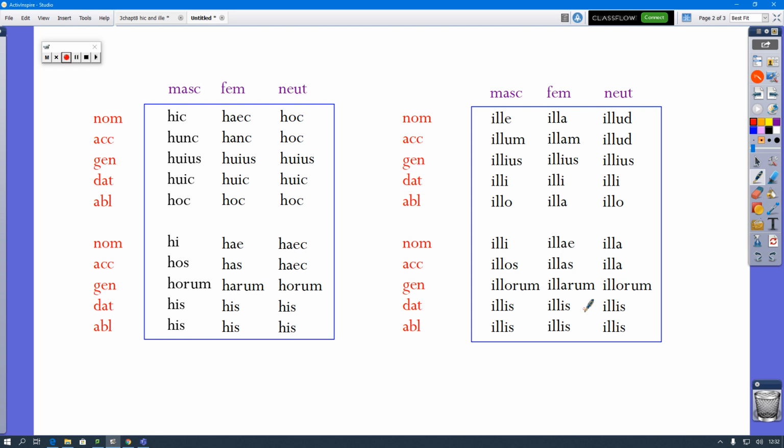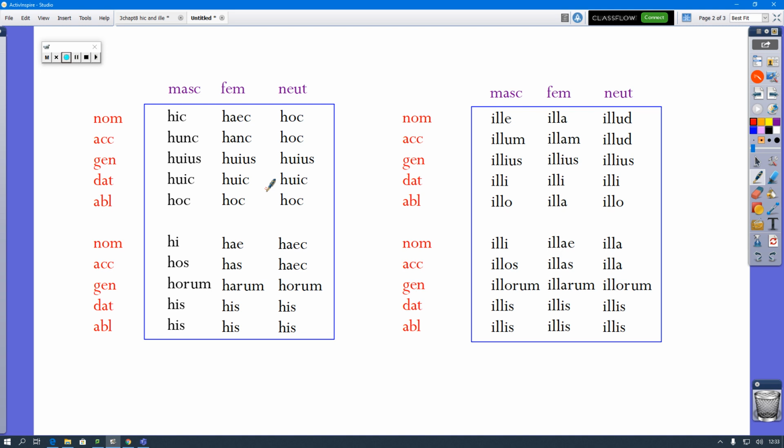We saw these strange genitives, huius, when we did cuius with qui, quae, quod. And the same thing with the dative. In the dative we had cui for qui, quae, quod, illi and huic for ille and hic. So they are very similar in declension to the other pronouns that we've met so far.